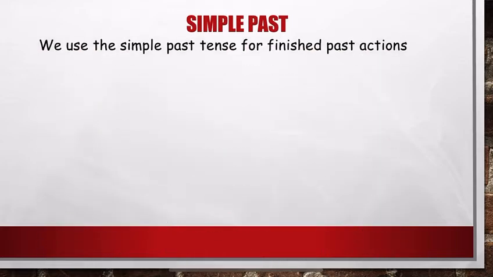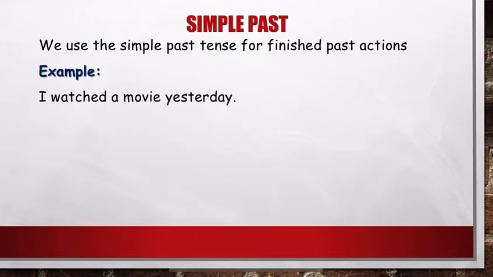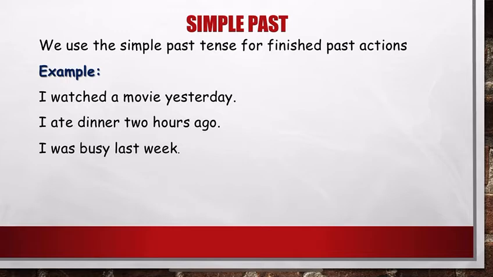We use the simple past tense for finished past actions. For example, I watched a movie yesterday, I ate dinner 2 hours ago, and I was busy last week. These actions are done in the past. That's why we mainly put a time indicator at the end of the sentence, like yesterday, 2 hours ago, and last week, to indicate that the action is done in the past.